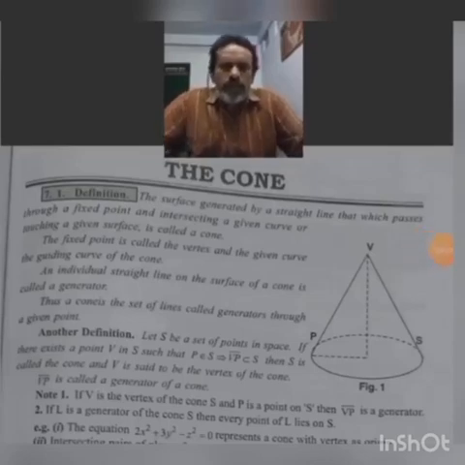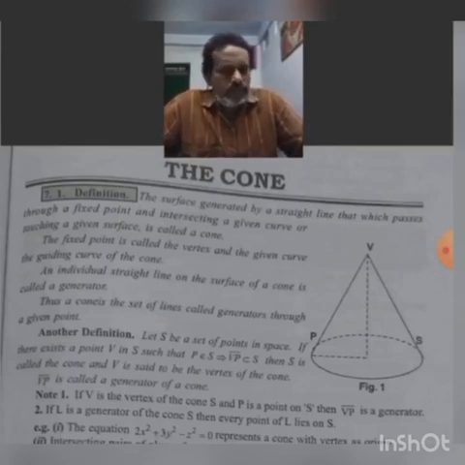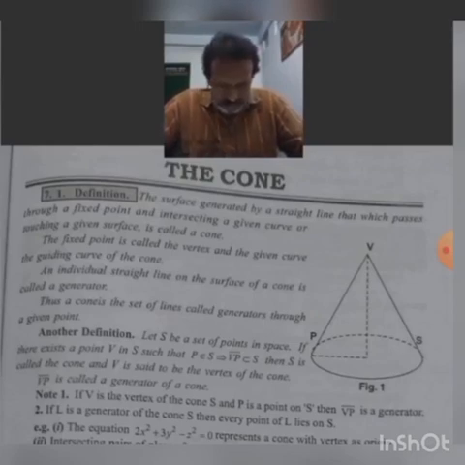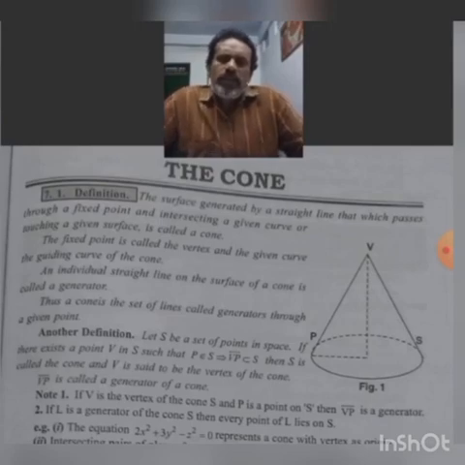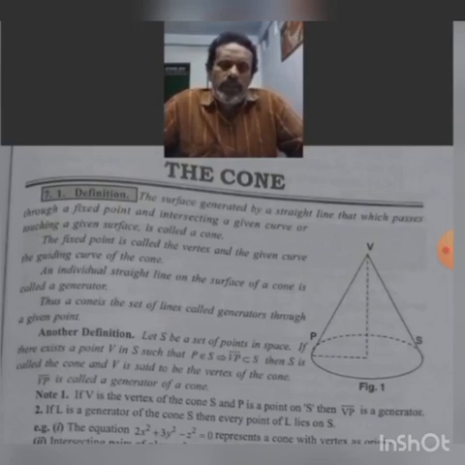Dear students, we discuss the cone, to complete the given topics as early as possible, so that I am using the online classes. I will discuss the cone, how it is useful and how it can be represented.